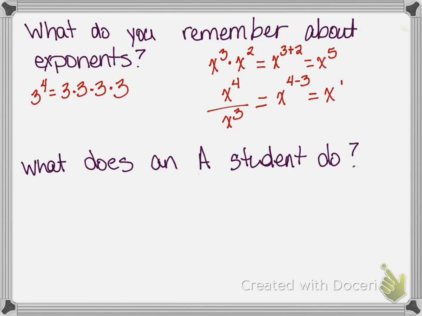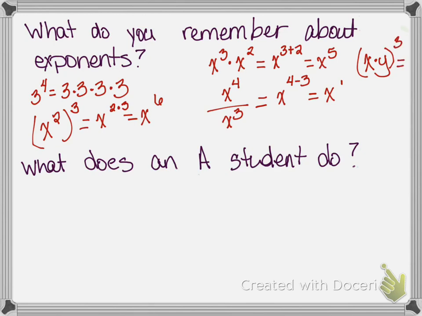What if I had x squared raised to the third power? What does that mean? You have to multiply by the exponent outside, right? Good. X to the 2 times 3, so it would be x to the sixth. Excellent.